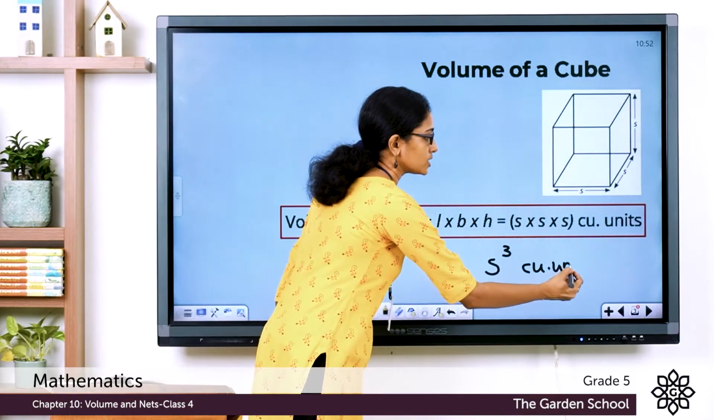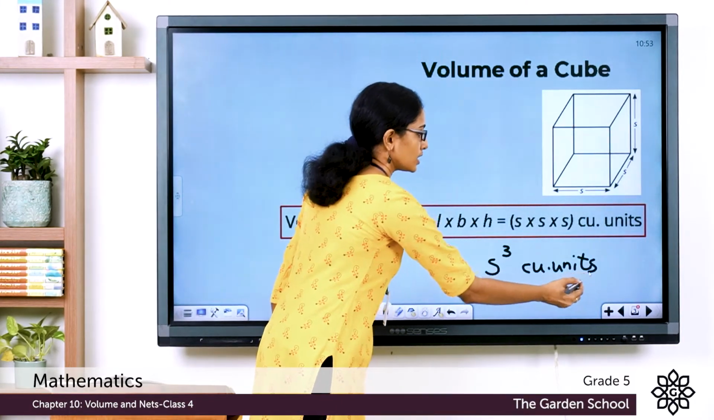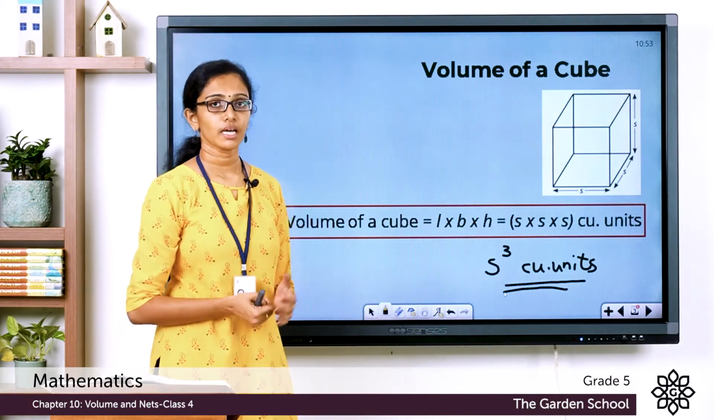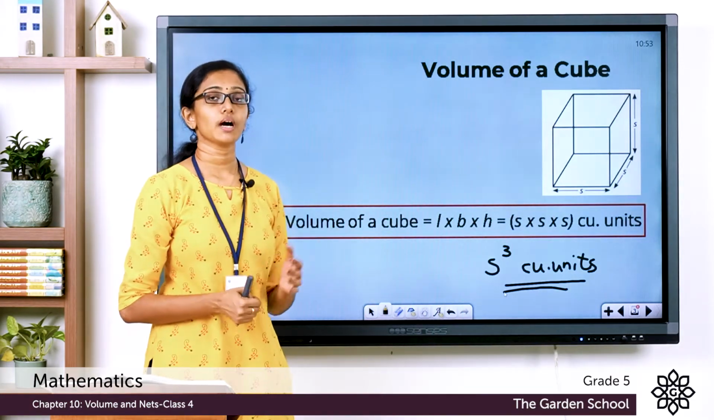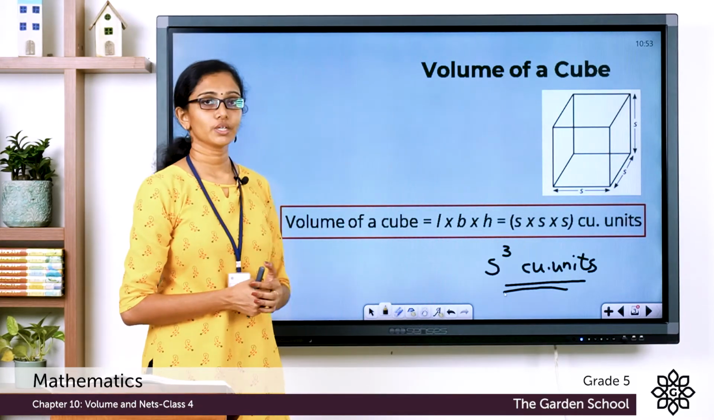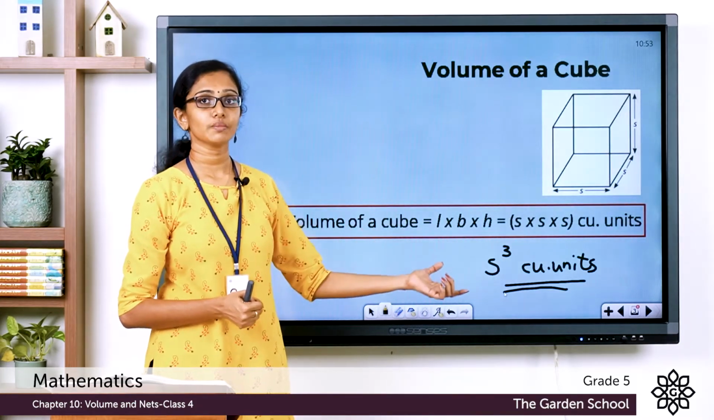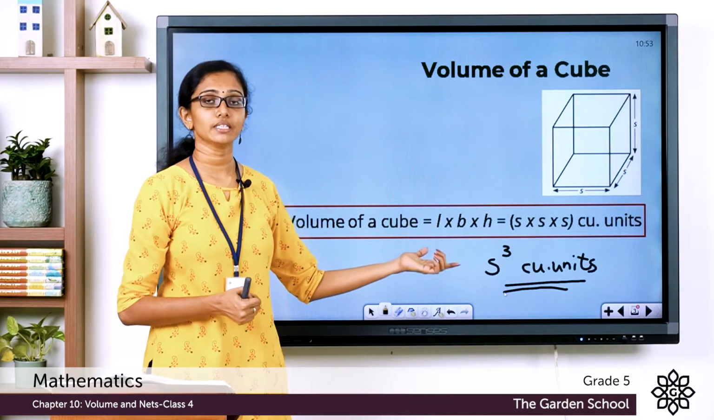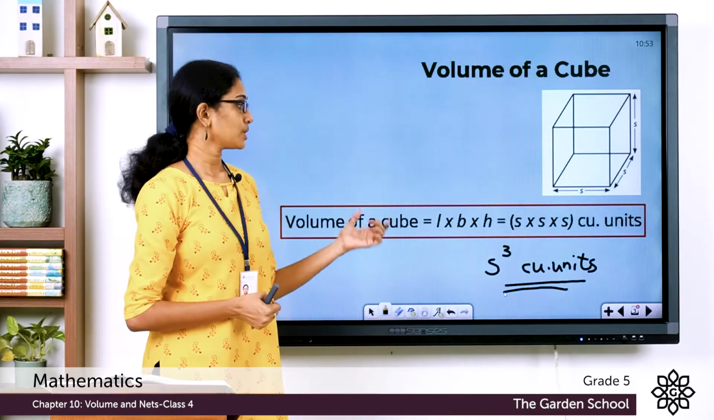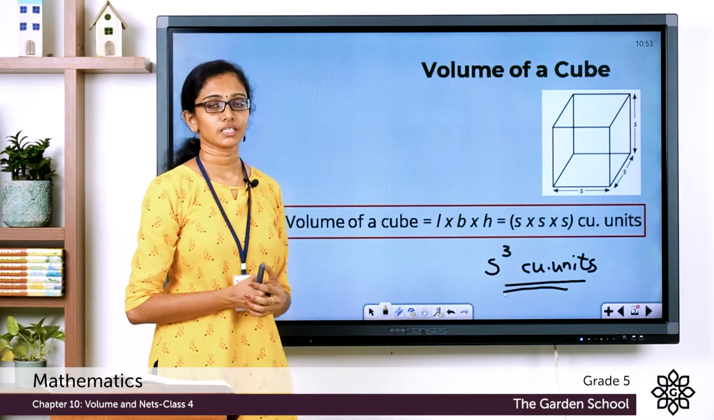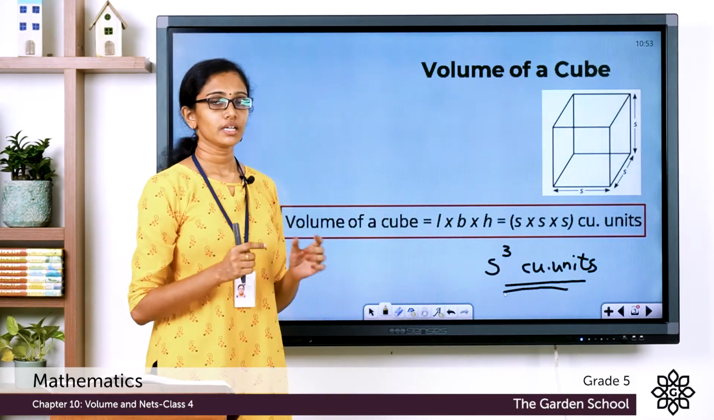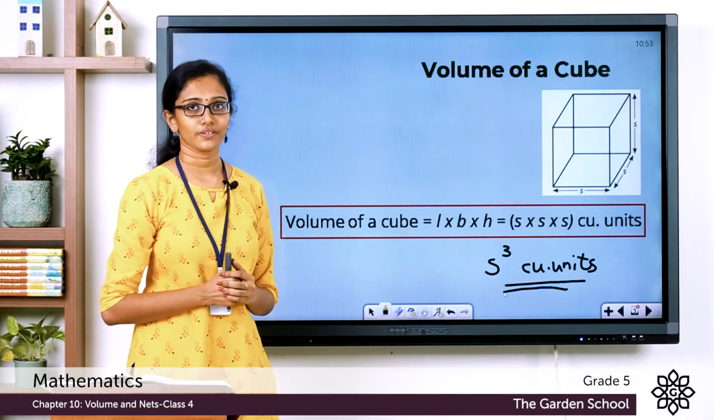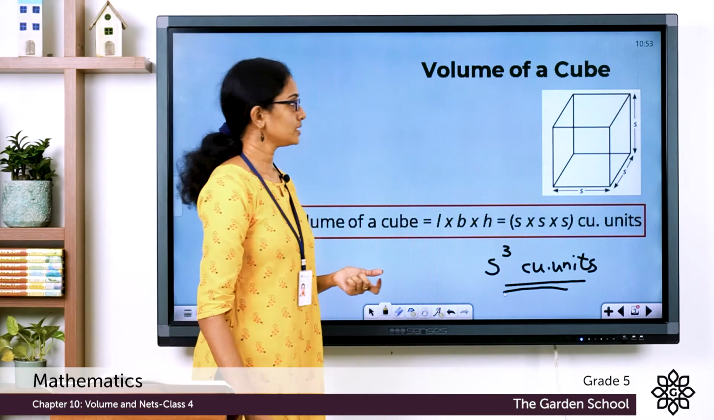So if the dimensions are in millimeters, the volume will be in cubic millimeters or millimeter cube. And if the dimensions of the cube are in centimeters, the volume of the cube will be in cubic centimeters or centimeter cube. And if the dimensions of the cube are in meters, the volume will be in meter cube or cubic meters. So I hope this is clear to you. Now you have to make a note of this formula in your notebook and make sure you are aware of it. Now let's see some examples.